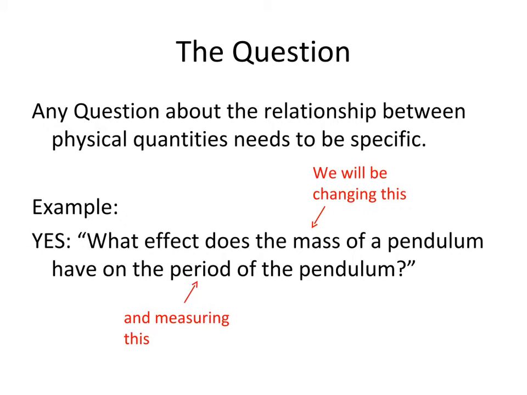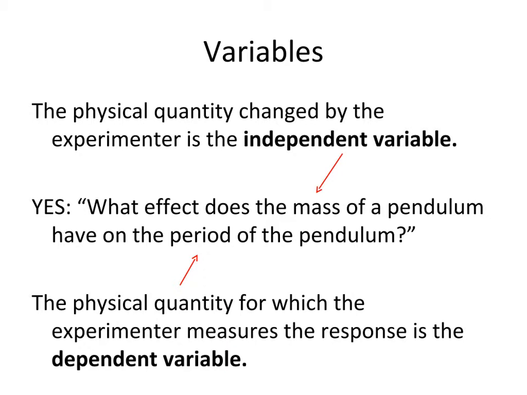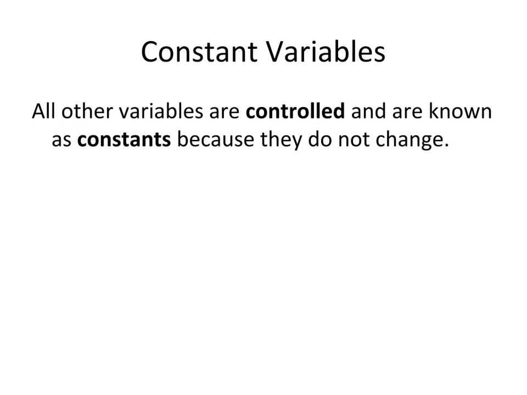We'll be changing the mass of the pendulum bob, and we'll be measuring the period of the pendulum. That means that the mass is the independent variable in this experiment, and the period is the dependent variable. We also have what we call constant variables in an experiment, which must be controlled. These are things that we have to make sure do not change during the experiment. So they're constants.